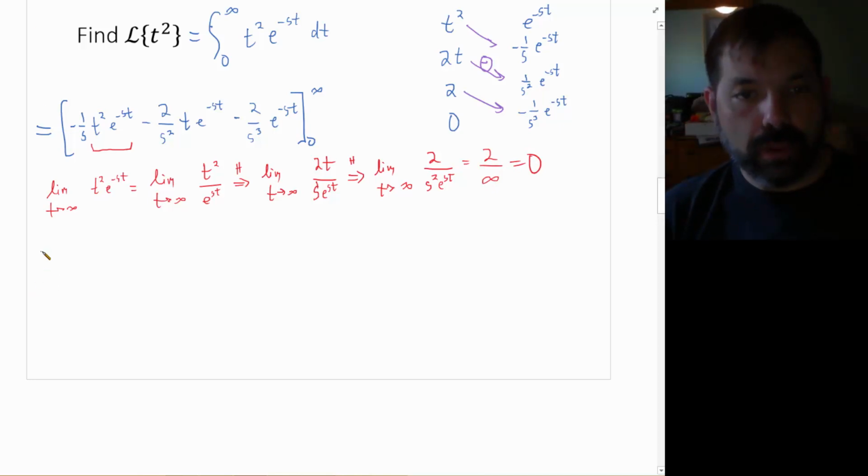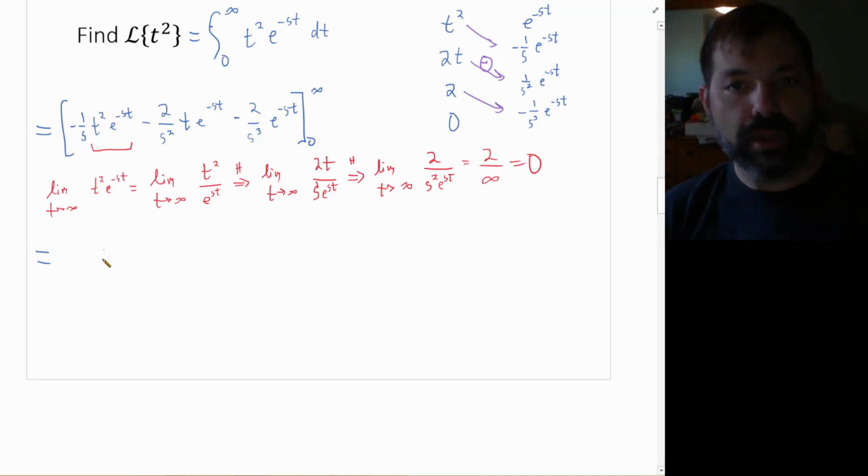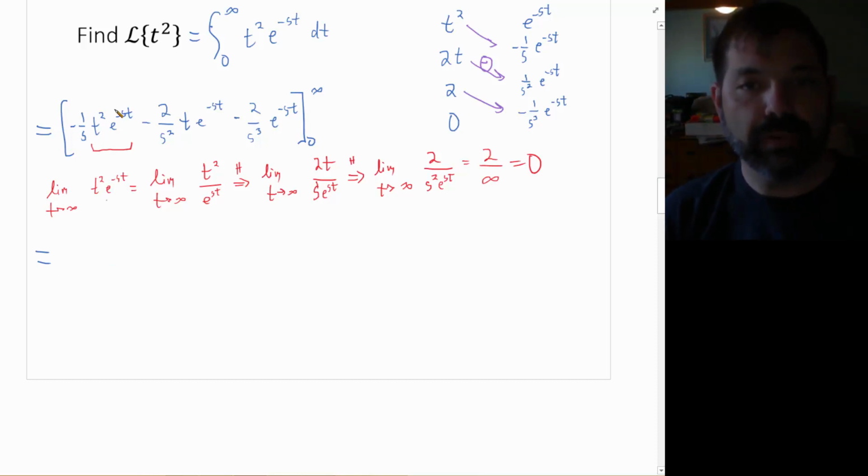So evaluating this term at infinity, that's going to go to 0, minus evaluating the t e to the negative st as t approaches infinity. Again, that's going to give us a 0, like in the previous exercise, minus, and here we have a term with an e to the negative st as t approaches infinity. That's also going to give me a 0.